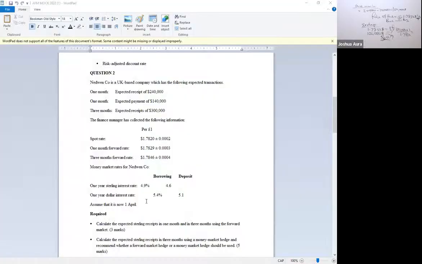The only trick here is that 4.9%, 4.6% deposit. This is supposed to be percent. And you can see deposit. The deposit should always be lower. Borrowing should always be higher. We're supposed to know that. So they wanted us to calculate the expected sterling receipts in 3 months using a money market hedge and recommend whether a forward market hedge or a money market hedge should be used.